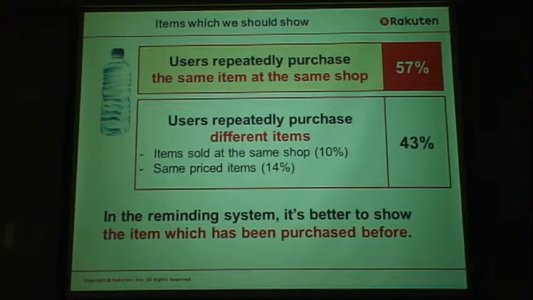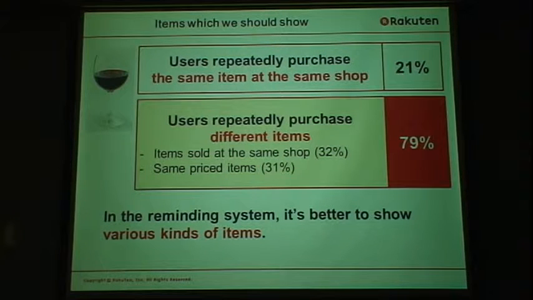As for the water category, about 60% of users repeatedly purchase the same item at the same shop. So it means in the reminding system, it's better to show the item which has been purchased before. On the other hand, as for the wine category, about 80% of users repeatedly purchase different items. So in the reminding system, it's better to show various kinds of items every time in the wine category.